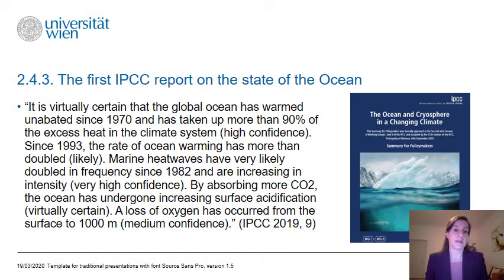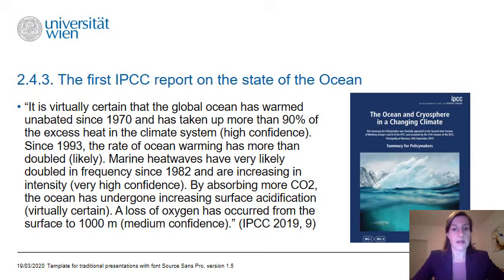So here it says, it is virtually certain that the global ocean has warmed unabated since 1970 and has taken up more than 90% of the excess heat in the climate system. High confidence. So the high confidence here means that there is high confidence among scientists and enough data that supports this statement, and that this is also recognized by states.